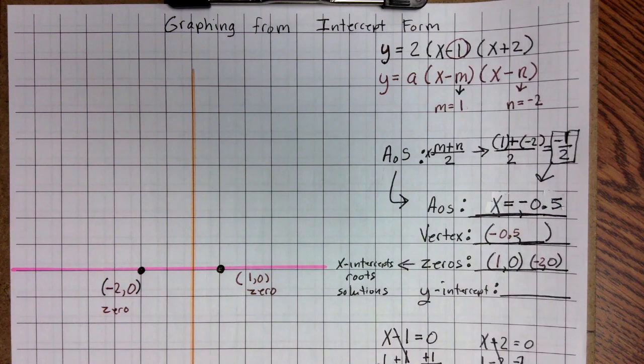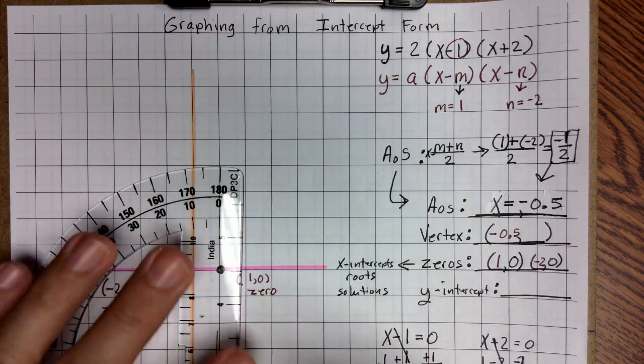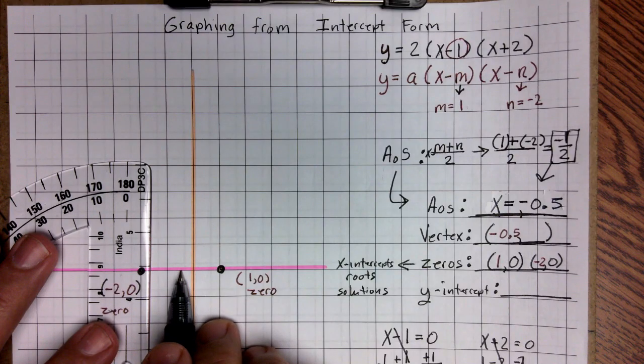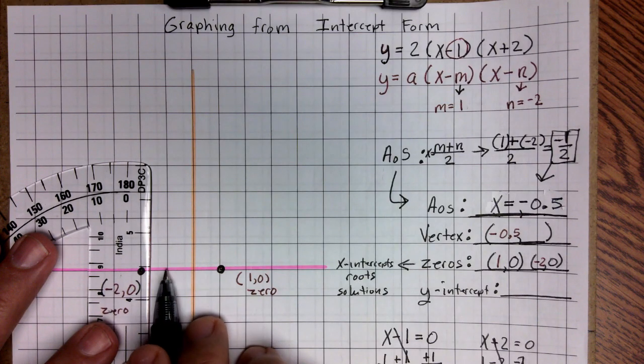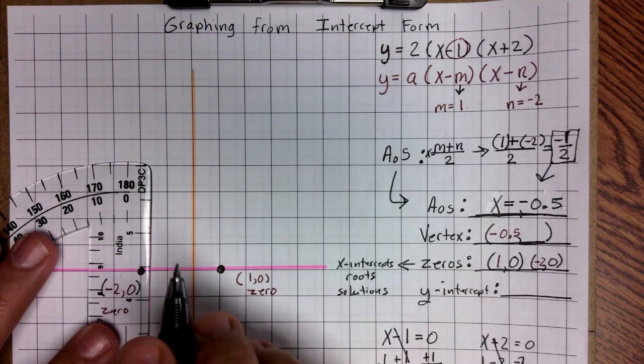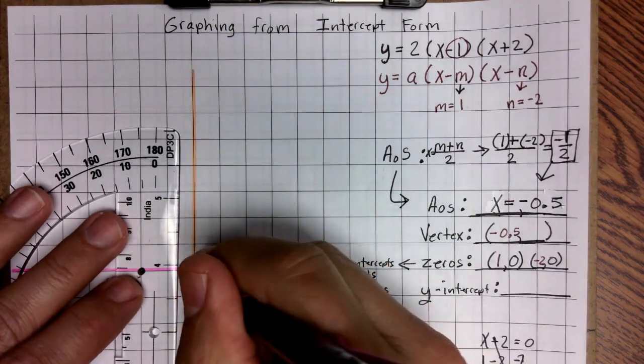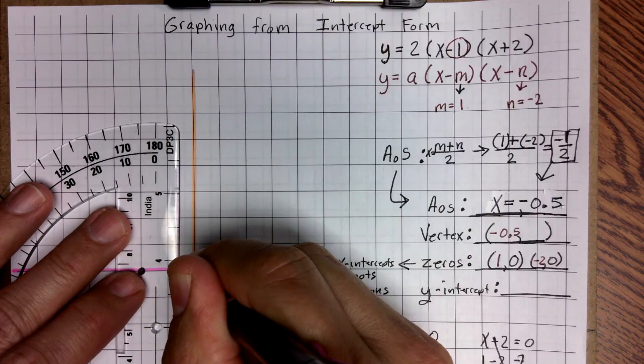So let me create the axis of symmetry on my graph. If I want to find negative 0.5 from the origin, I'm going to move over to the halfway mark. By halfway mark, I mean I'm going to move over halfway in between negative 1 and 0, because in the middle of 0 and negative 1 is negative 0.5. And I'm going to draw my axis of symmetry real quick, my AOS.